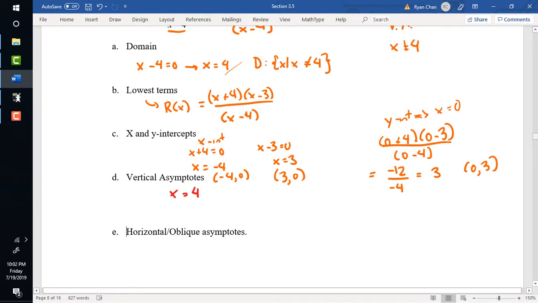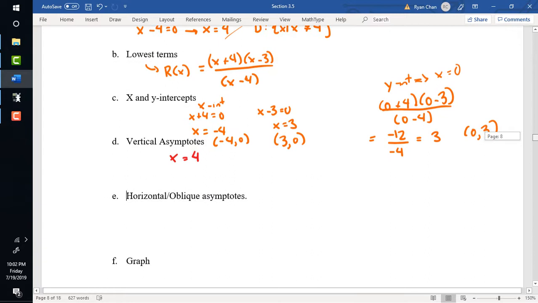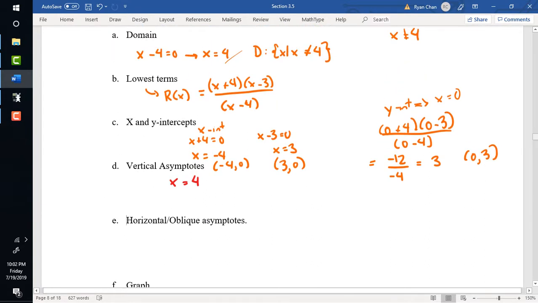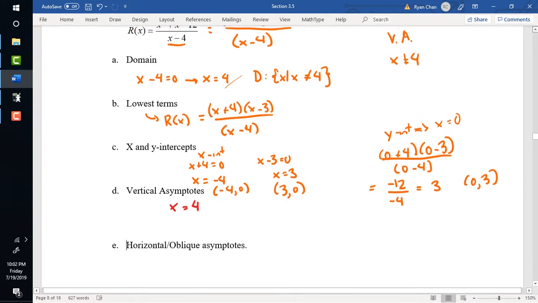So the last thing we want to look at is what kind of asymptotes we have, whether it's horizontal or oblique. One thing I forgot to mention in the past video: you can only have either a horizontal or an oblique asymptote. You actually can't have both.